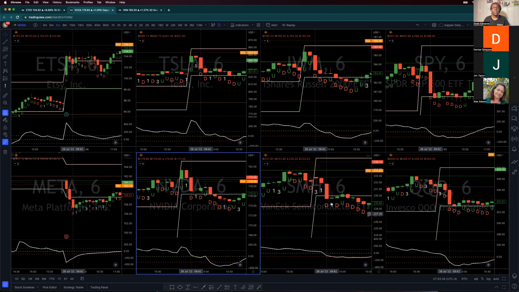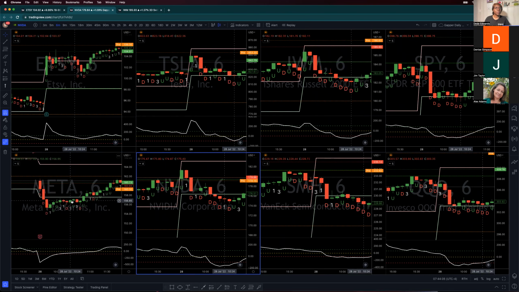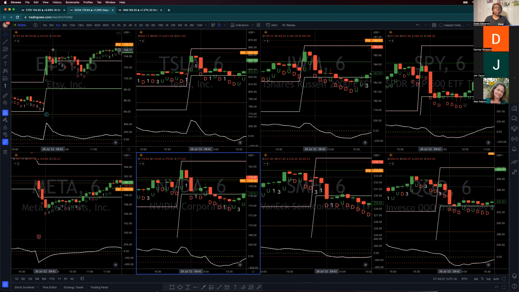So on these, SMH, SPY and Qs were already red when I got that next 6 minute flip. So again, what are my signals? Inside bar, 2 up, 2 down, red, short. Inside bar, red, short. Inside bar, red, short. Here's the difference between those, and let's look at Meta. Meta and Etsy were gappers.